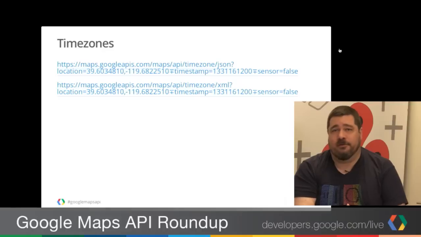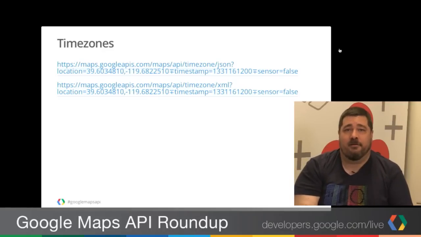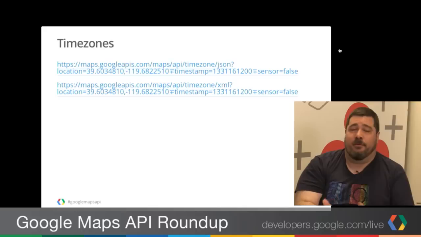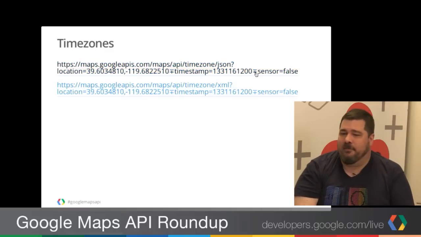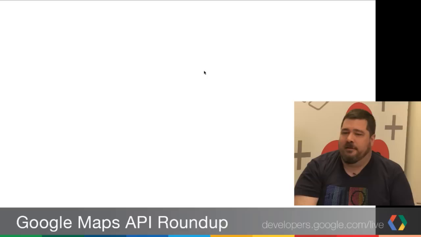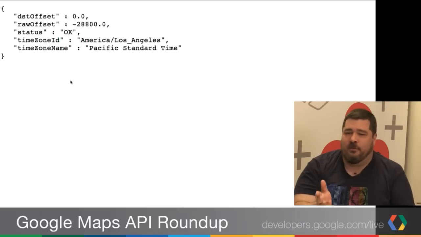The first one here is time zones. This is a new web service API that allows you to query Google servers. You pass it a UTC timestamp and a latitude and longitude, and it returns information about what the actual time was at that location. I've got a couple of links here. If you click this particular one, for instance, it shows you what the offset is from standard time.